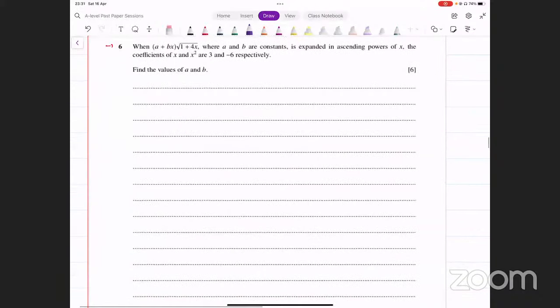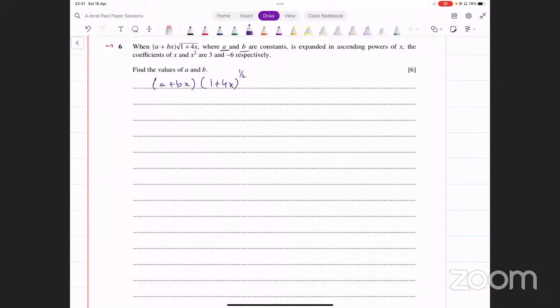Question number 6. Okay, now it looks like a binomial question, but it's slightly different from the usual binomial questions that we get on paper 3. Let's see what we're going to do with this. So we have a plus bx into 1 plus 4x का square root. We can write this in power form. हम इसको इस तरह लिख सकते हैं a plus bx into 1 plus 4x whole raised to power 1 over 2. Right? इसको power form में लिखते हैं.